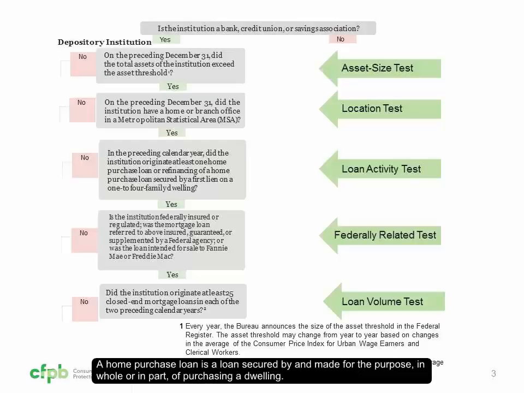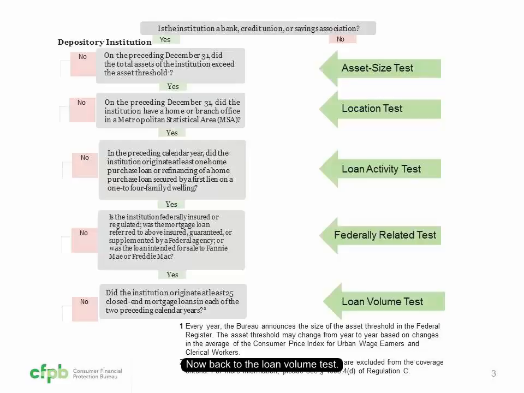A home purchase loan is a loan secured by and made for the purpose, in whole or in part, of purchasing a dwelling. This means that the proceeds of the loan must be used towards the purchase of a dwelling, and the loan is secured by a lien on a dwelling. Now back to the loan volume test.